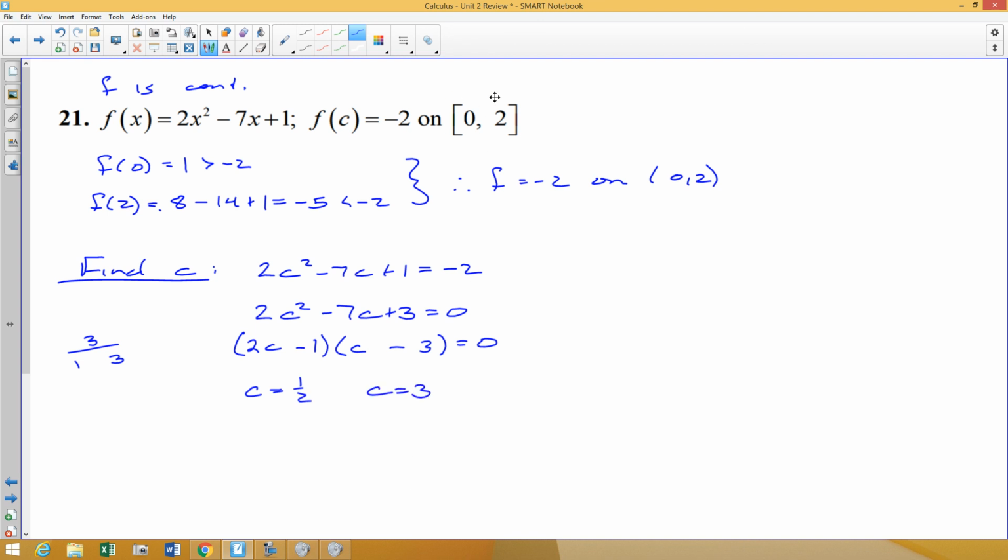And we are looking for the one on the interval 0 to 2. So we're going to toss 3 because that's not on the interval 0 to 2. And the only answer for c is c equals 1/2.